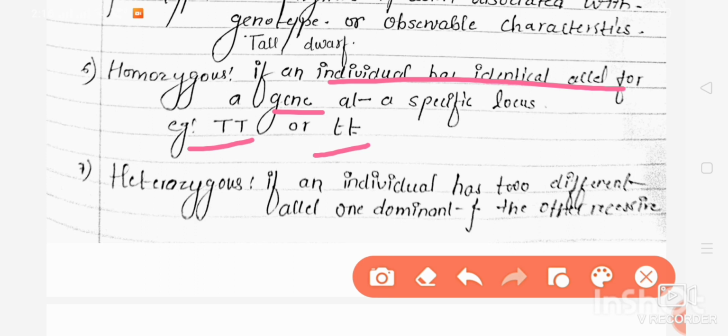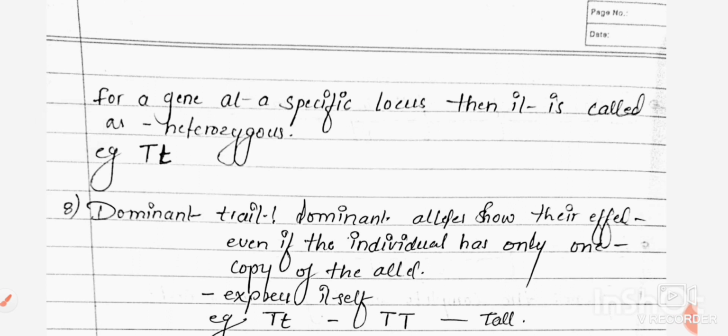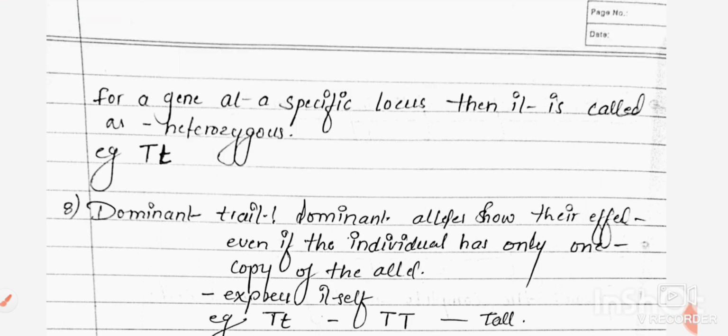Okay. When I talk about heterozygous, hetero means different. So here the individual is having two different alleles, one dominant and the other recessive, that could be capital T or small t. That is termed as heterozygous. For a gene at a specific locus, it is called heterozygous. As we saw, it could be capital T or small t that represents the tall height.